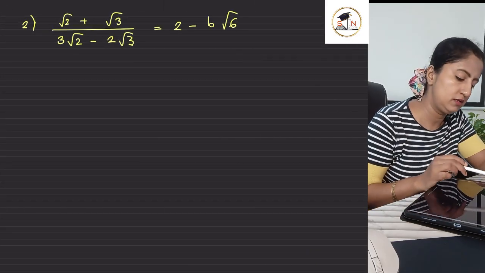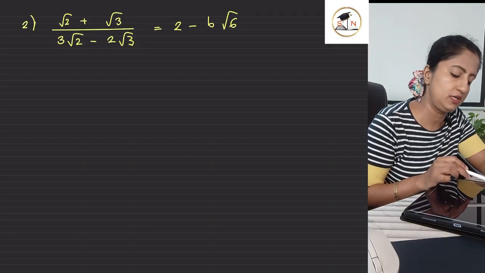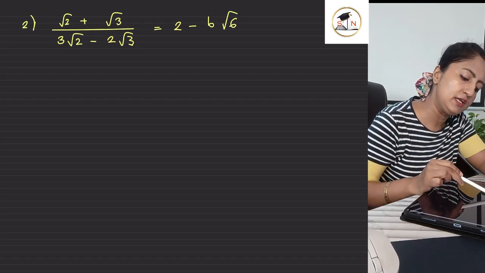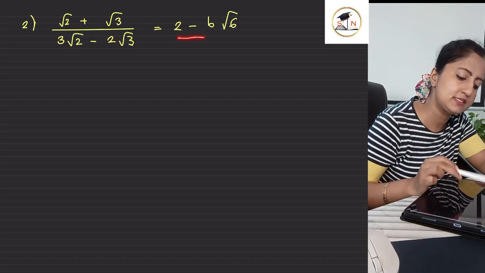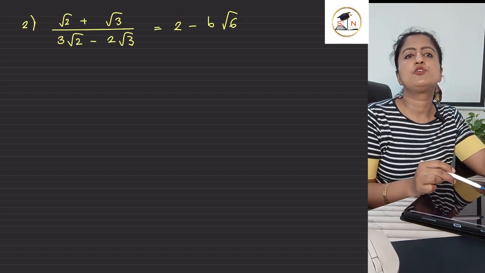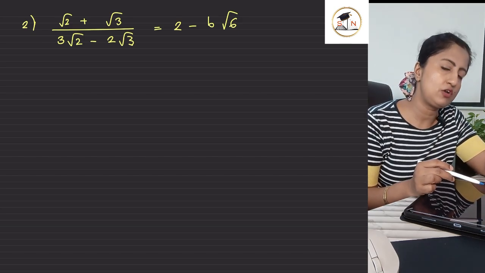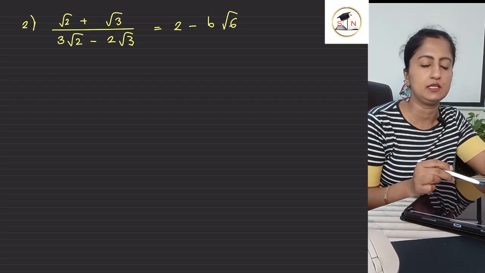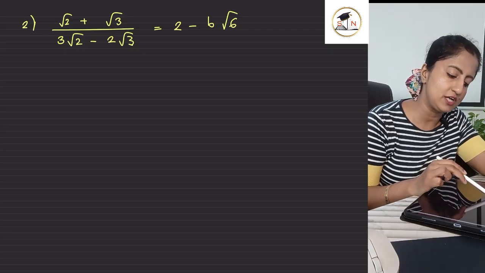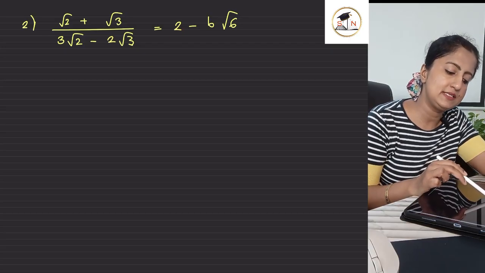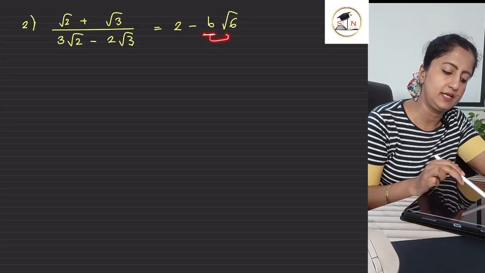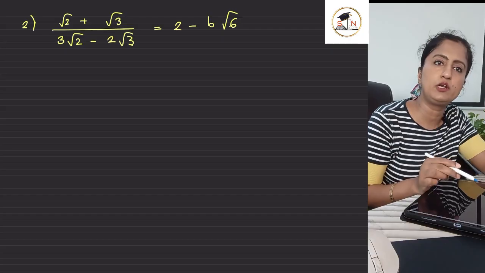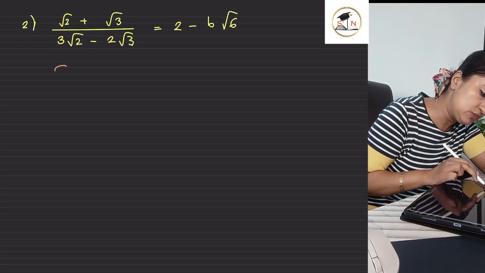It is a similar one. We have (√2 + √3)/(3√2 − 2√3). And what are we given? On the right hand side, 2 − b√6. पिछले क्वेश्चन में हमें रूट वाली टर्म्स के रैशनल और इरैशनल कंपोनेंट्स गिवन थे. हमें एक स्टैंड अलोन रैशनल टर्म निकालनी थी. इस क्वेश्चन में हमें स्टैंड अलोन रैशनल टर्म गिवन है, which is 2. b is the rational part of the irrational term, right? तो हमें इसमें ये b निकालना है. But method same रहेगा. We are going to rationalize. So let's start with that.